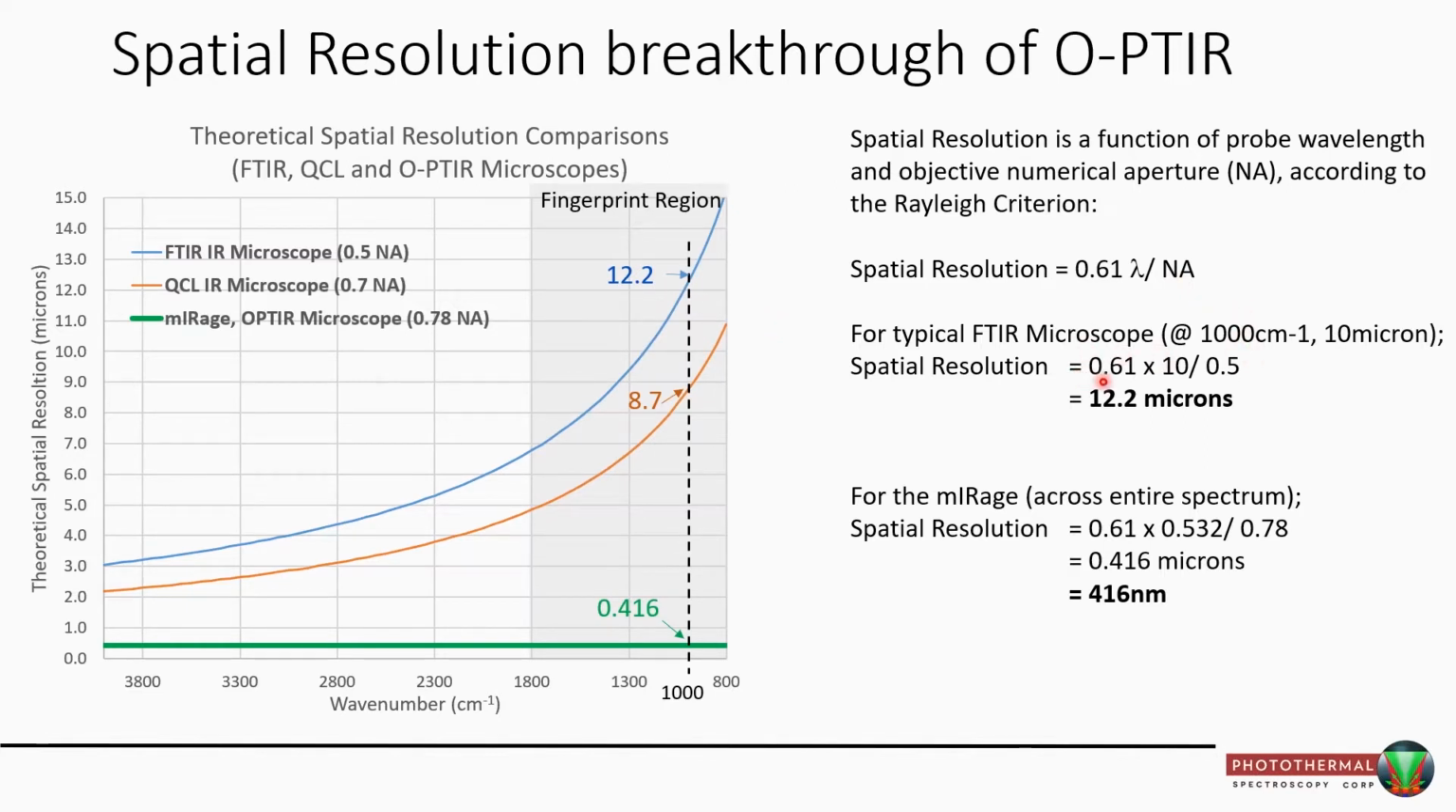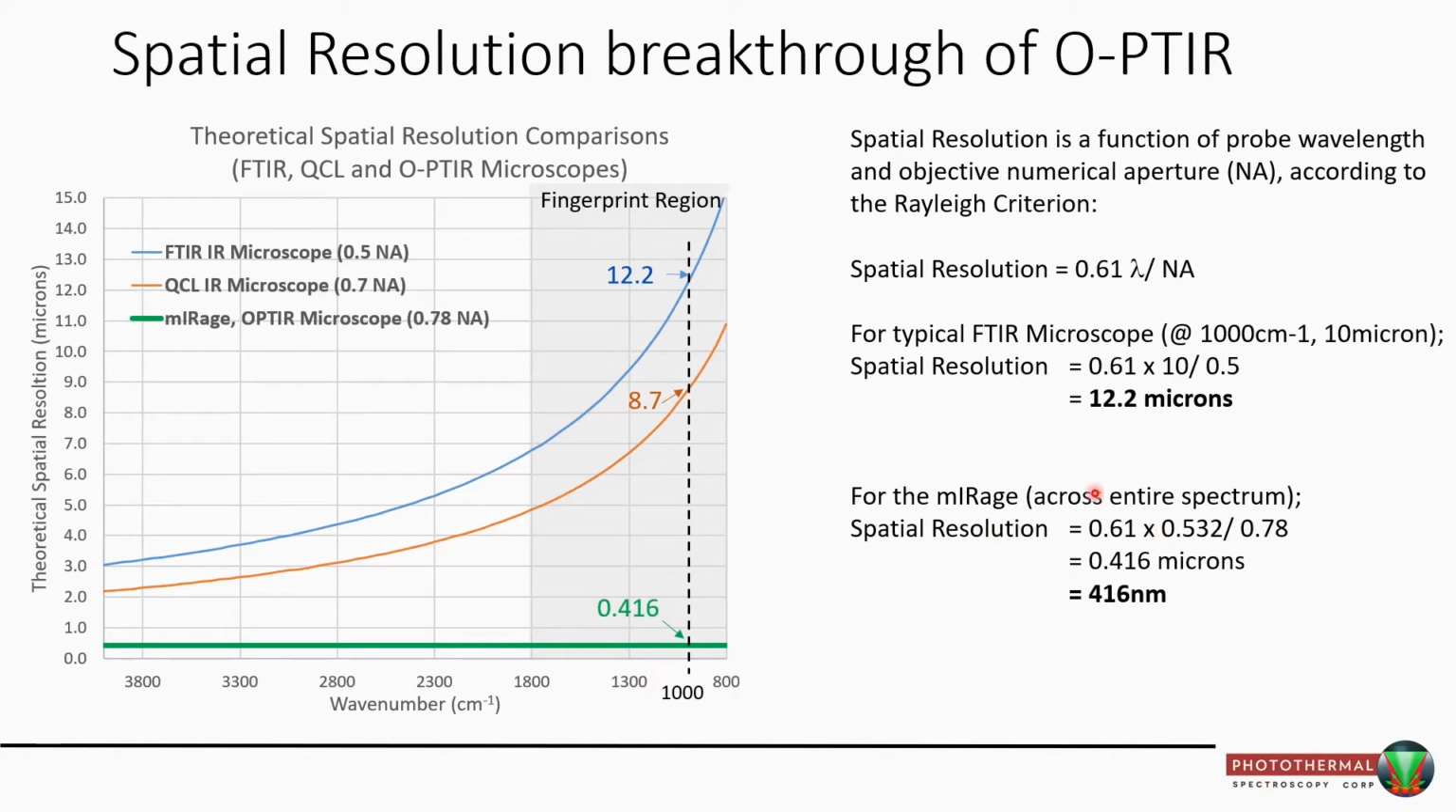If you think about a regular FTIR microscope, or even some of these emerging QCL microscopes, because the probe wavelengths span across the infrared, you have this exponential function. So in the fingerprint region, which is the most information rich, your spatial resolution is at its worst, it's coarsest. It can be up to sort of 12 odd microns if you're thinking about the 1000 wave number spot.